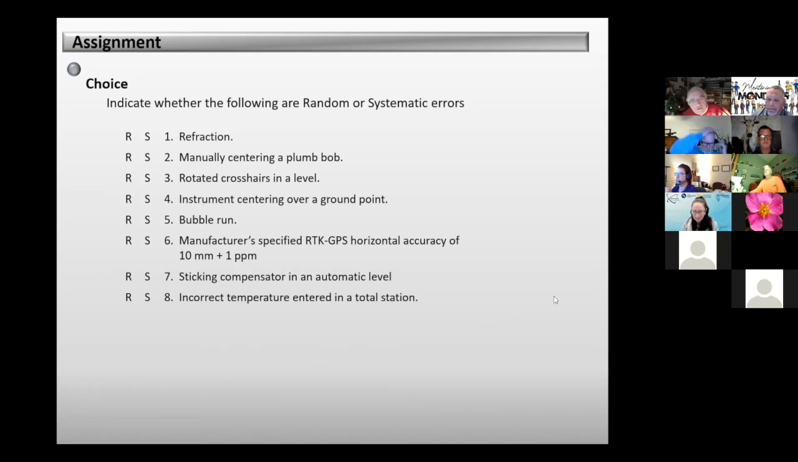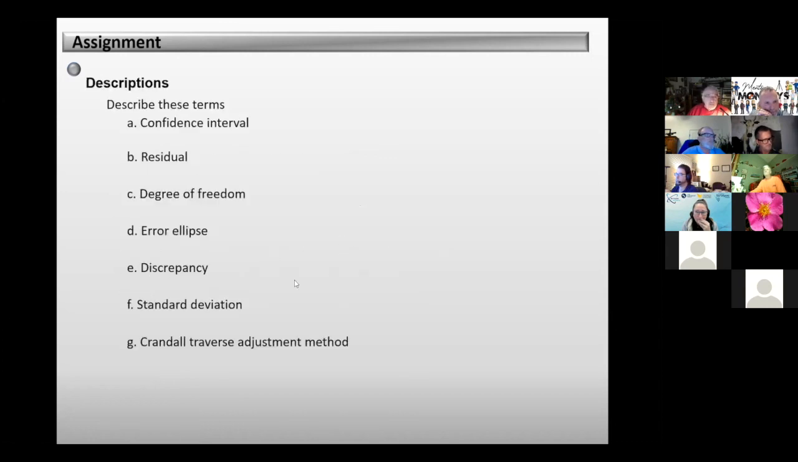Sticking compensator in an automatic level. What's that? Random or systematic? I have to say random, because it's not broken all the time. That's random. Even though it's an instrument maladjustment, it behaves randomly unless it's totally stuck, in which case it's a mistake to use it. Okay. And then I mentioned the Crandall traverse adjustment method just now, but that's basically what this is in here: a least squares adjustment to just distances.